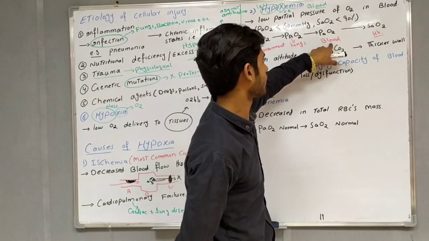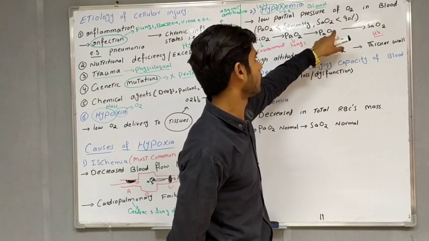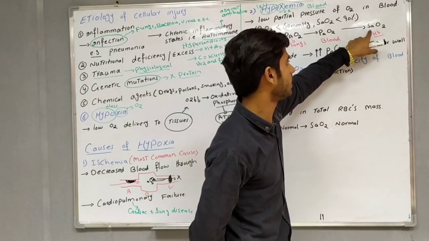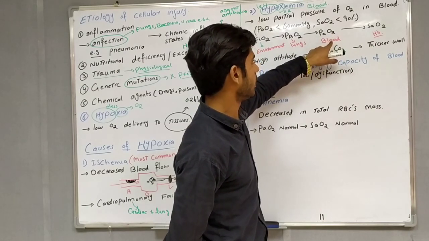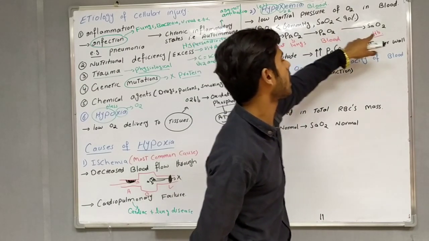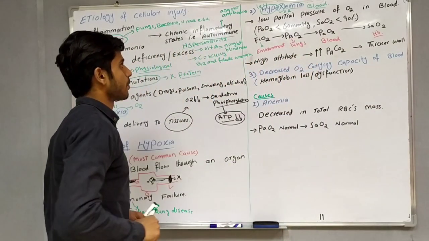In the blood, its partial pressure is PaO2, and this pressure causes the squeezing of oxygen from blood to red blood cells, and red blood cells have hemoglobin. So we can say that the partial pressure of oxygen helps to move oxygen from the blood to the hemoglobin of red blood cells. So this was the normal case.